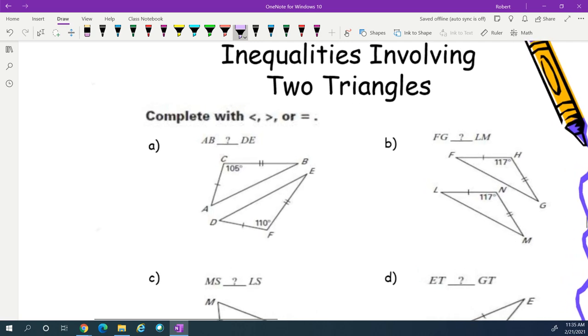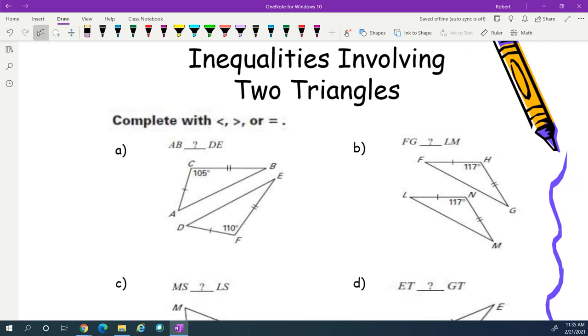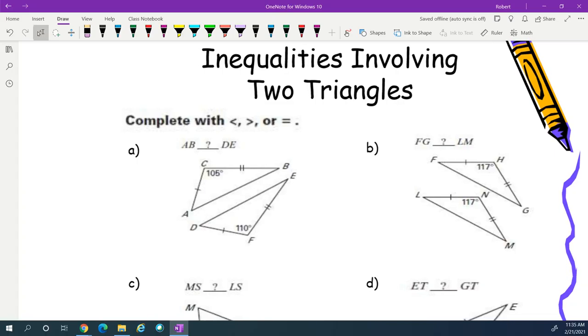So if we look at a few examples here, we're just filling in less than, greater than, or equal to. We're comparing the angles and the opposite sides. Well, since 105 is smaller than 110, then AB is smaller than DE. That's all we're doing, is comparing that stuff right there. 105 is smaller than 110, so AB is smaller than DE.